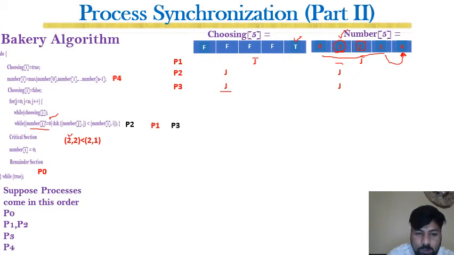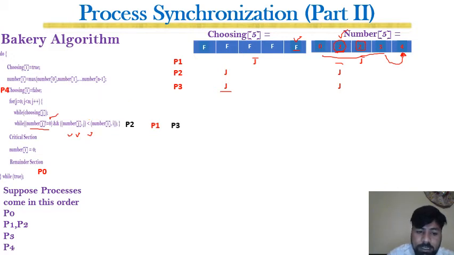Because j is 2, and it should be less than number at i, i. So number at i, i is 2, and i means process number, which is 1. So 2 should be less than 2, 1, and the condition becomes false. So this part of the condition is now false, and if this is false, it means that P will have to continue its journey. So P will have to once again visit the loop, but at that moment P4 moves ahead, and choosing at i becomes false.